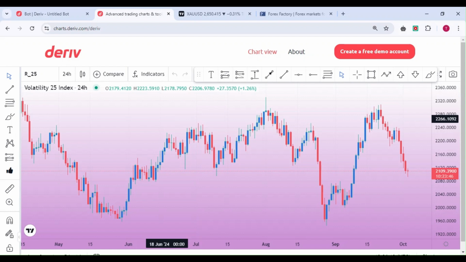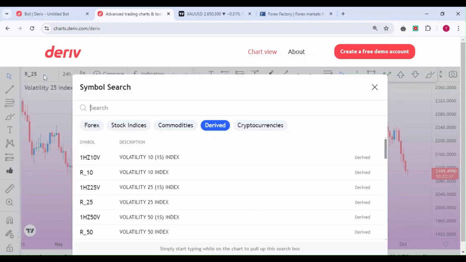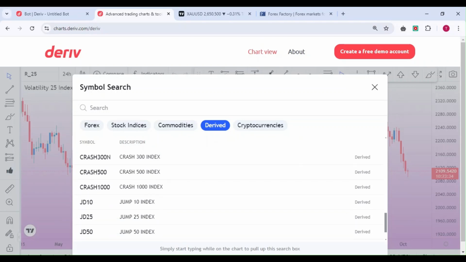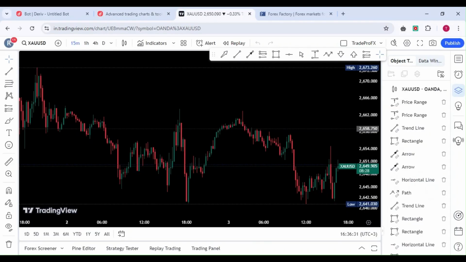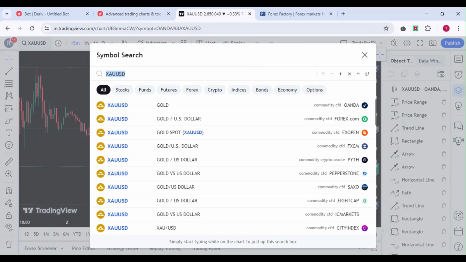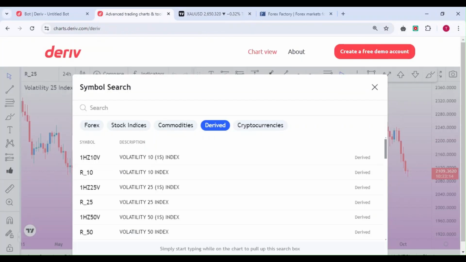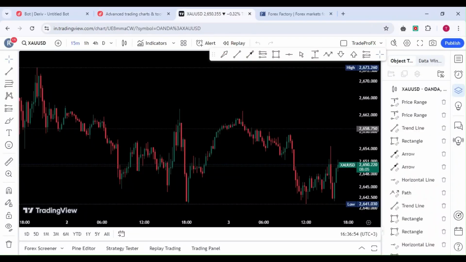So first let's break down the differences between the synthetic markets, which is these ones, and these Forex markets. Yes, I hope you have understood. So we will break down between the two. Both offer traders unique opportunities, but it's important to understand how they operate. So these two, the synthetic and the Forex markets.